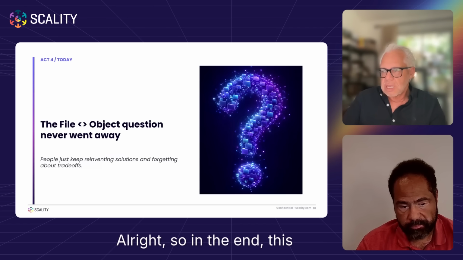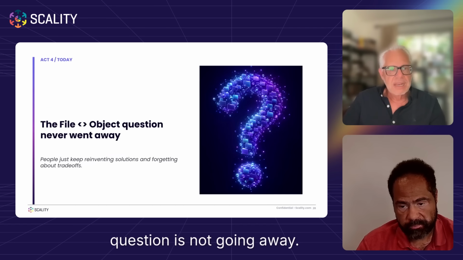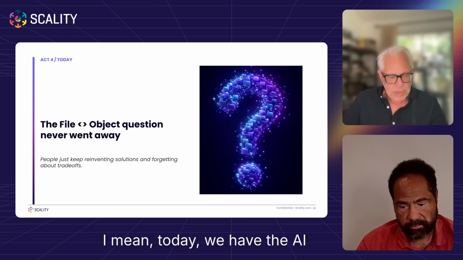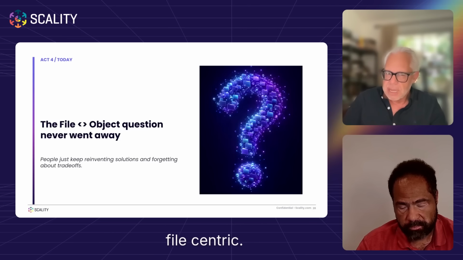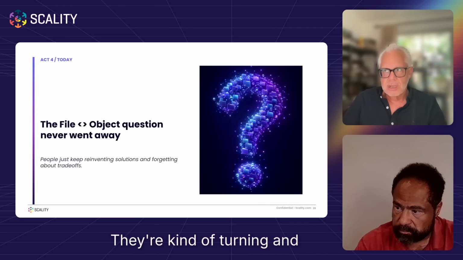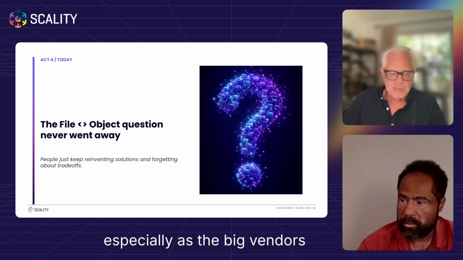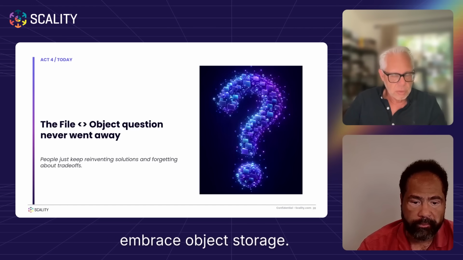All right. So in the end, this question is not going away. Today we have the AI workloads, and AI workloads have been file centric. They're kind of turning and becoming more object centric, especially as the big vendors embrace object storage. But it's still there. People still like POSIX. I don't think we're ever going to see it go away.